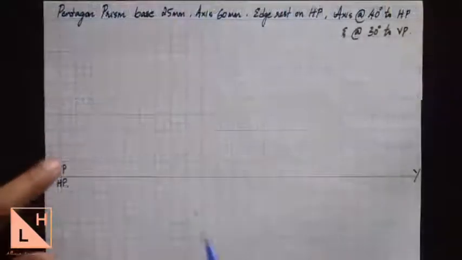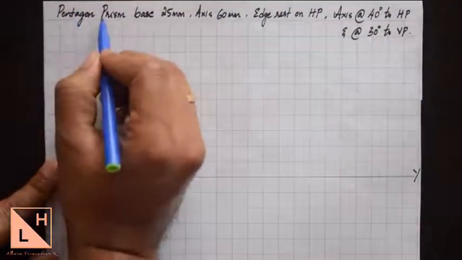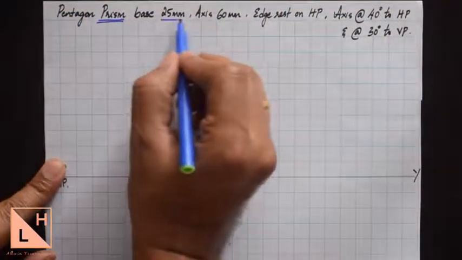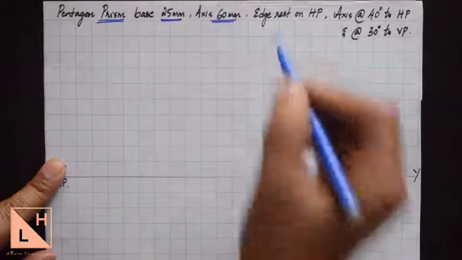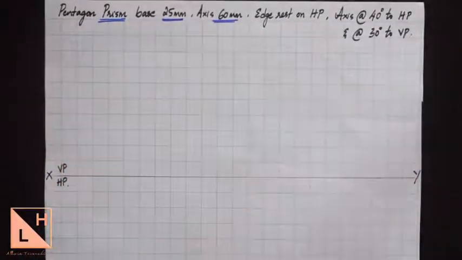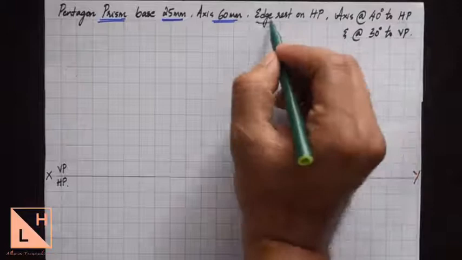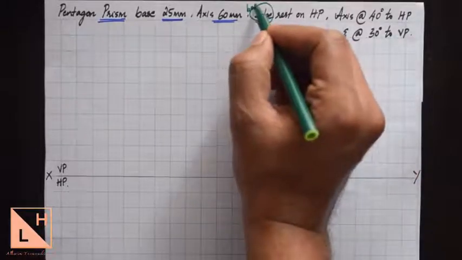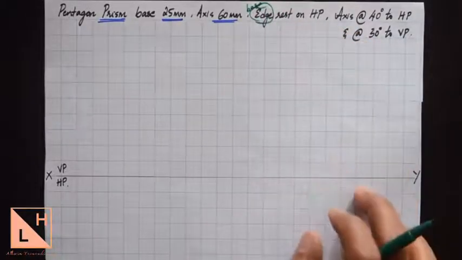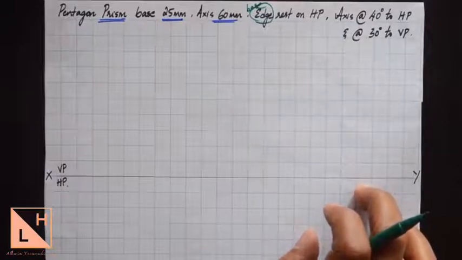The given data are noted down here. Here we need to draw a pentagon prism which is having a base of 25 millimeters and axis height of 60 millimeters. And we also see that it is resting on one of its base edges on HP. So solid resting on HP, as I've mentioned it in the previous problem.